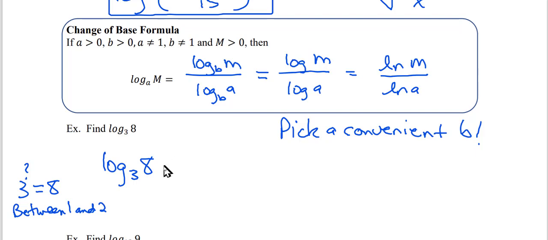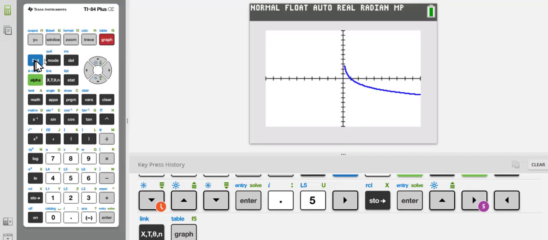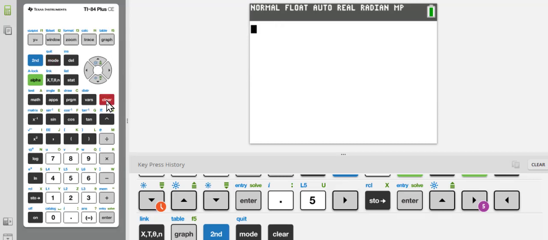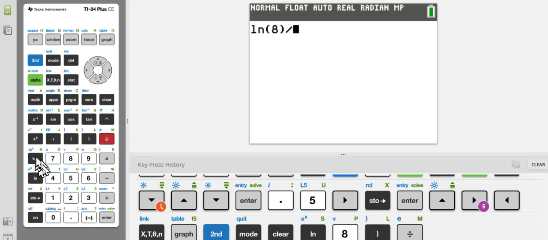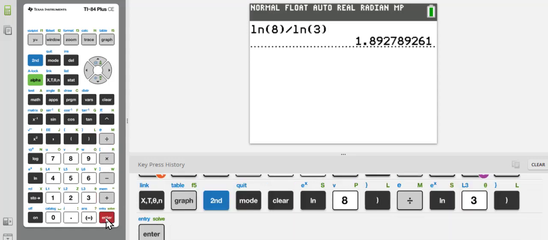You could, in your calculator, throw this in if you find that base 3. But for me, I would just put it in my calculator this way. Log base 3 of 8 equals natural log of 8 over the natural log of 3. When we throw that in our calculator, the natural log is here of 8. Close the parentheses, divide it by the natural log of 3, and we get 1.89, which is what we expected. We said it should be between 1 and 2, closer to 2.